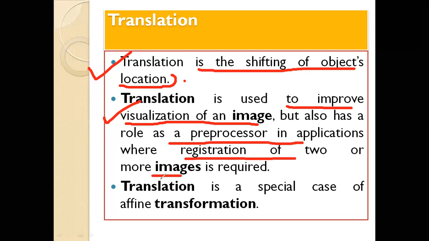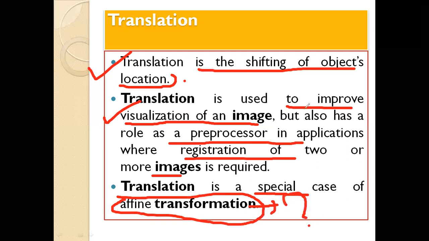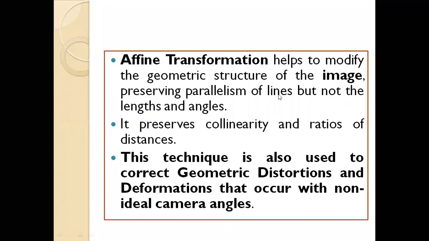Then we can consider translation as a special case of affine transformation. Now, I know this question arises in your mind: what is affine transformation? Don't worry, I'm going to discuss that. Affine transformation helps to modify the geometric structure of the image. This translation and the other tasks that we have been discussing over the last few lectures are actually geometrical transformations of an image.